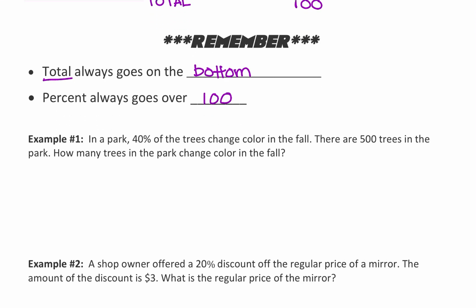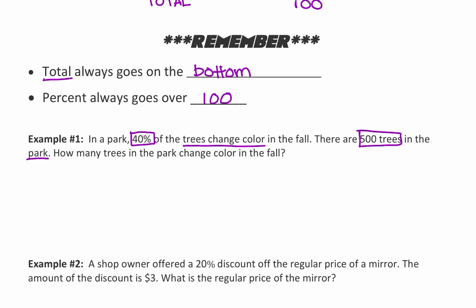So example 1, in a park, 40% of the trees change color in the fall. There are 500 trees in the park. How many trees in the park change color in the fall? So we have a percent, 40%, and we know that those trees change color, and we know there are 500 trees in the park. We want to know how many trees in the park change color. So we know 40%, that is not 40 trees. 40% does not equal 40.